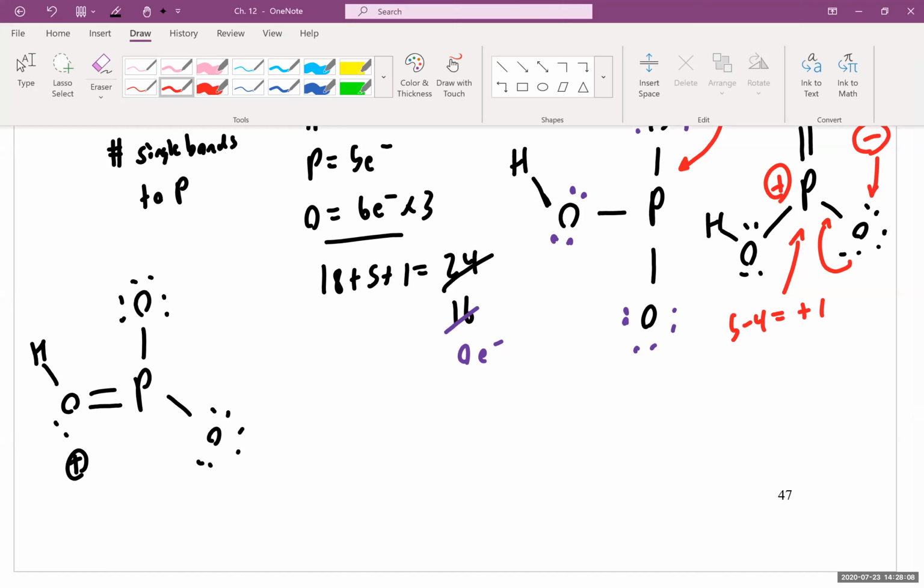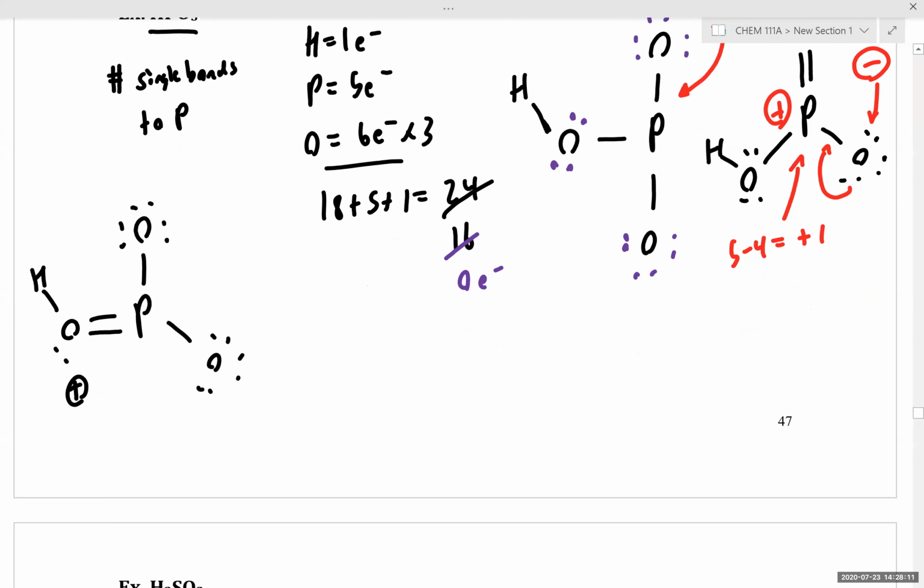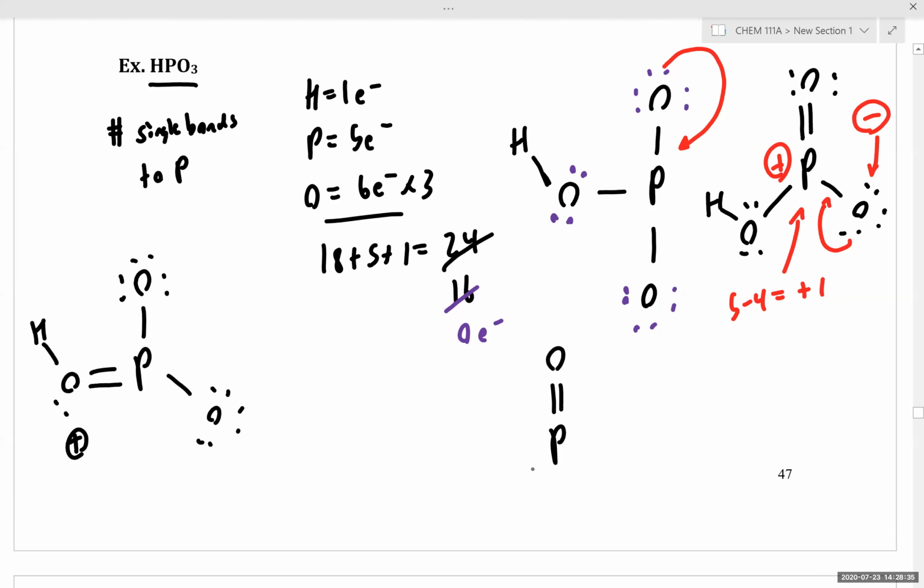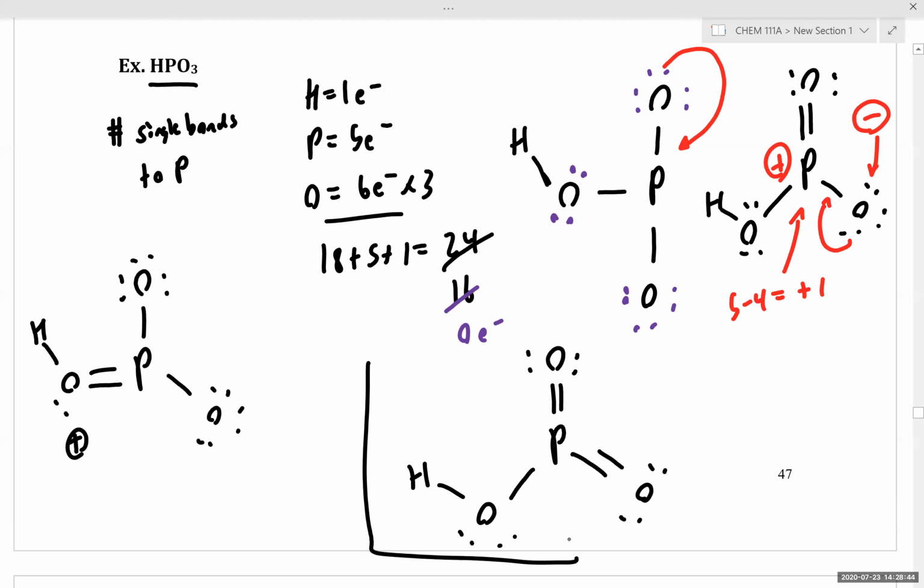As a somewhat intuitive heuristic, or mnemonic, opposite charges attract. So I want to minimize my formal charges. I form a bond between my atom with a negative formal charge and my atom with a positive formal charge. And that in turn gives us this final structure. There we go. This structure has minimized formal charges, and this would be the most appropriate structure for the following oxyacid.